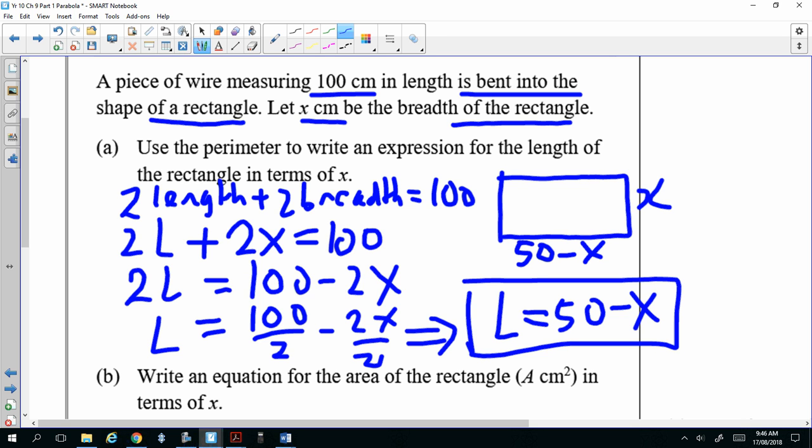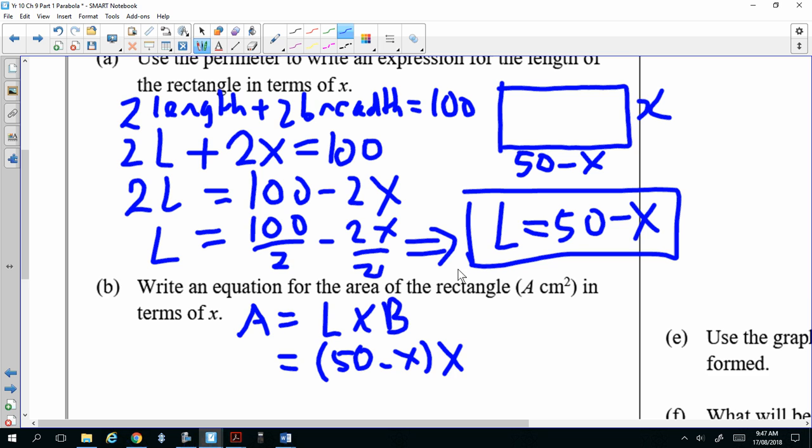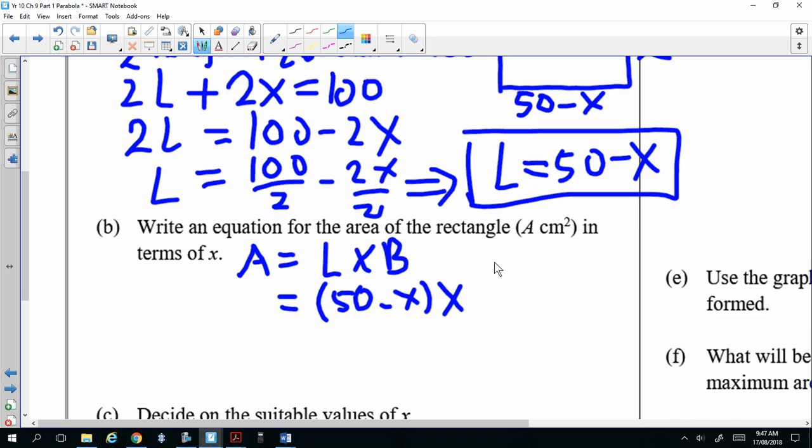Okay. Now, once you've got the length and the width, I could find the expression for the area of the rectangle. So area is length times breadth. So you go (50 minus x) times x. And to get the expression in terms of x, what you need to do is expand. Let's expand this, so you get 50x minus x squared. That's the expression for the area.